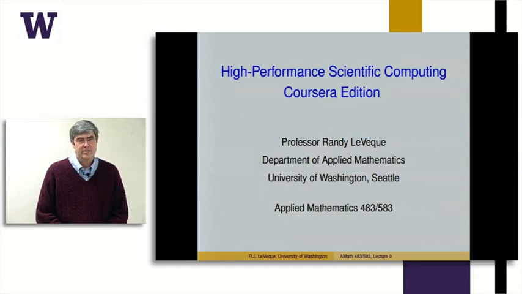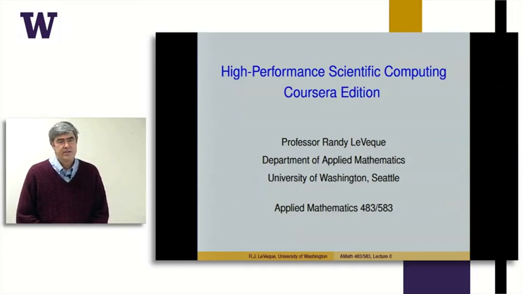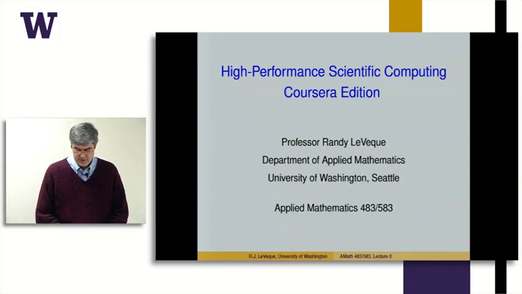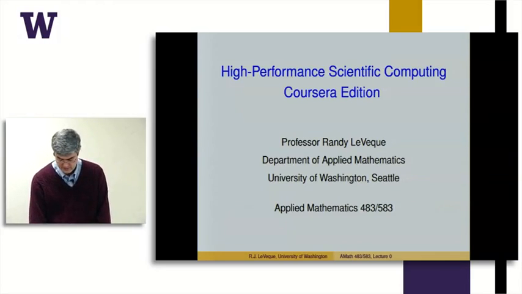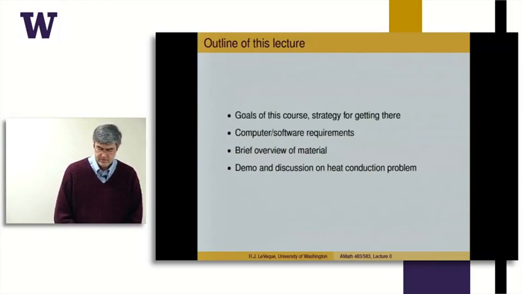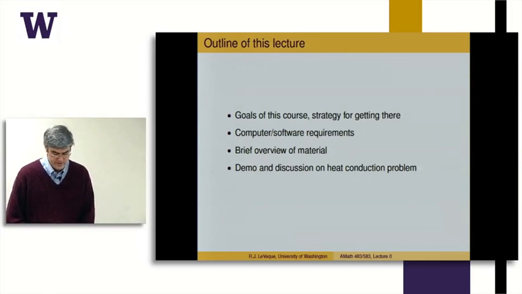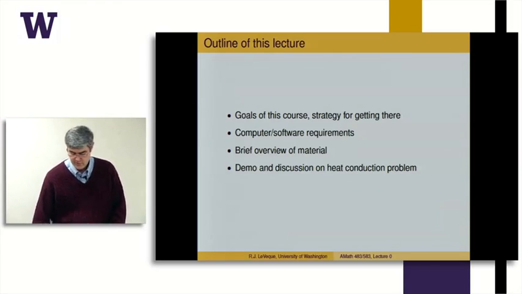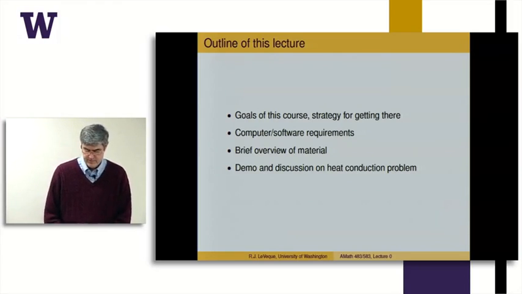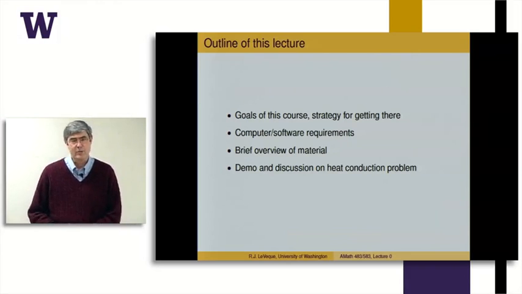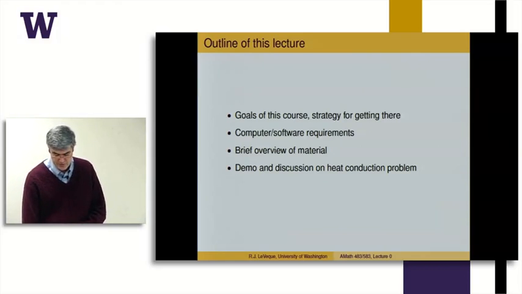This is a course, Applied Mathematics 483-583, that's offered to both undergraduates and graduate students. And covers an introduction to scientific computing and a bit about high-performance computing. So I'll tell you a little bit today about what goes on in this course, some of the goals and the strategy for getting there, and also talk a little bit about what computer requirements and software requirements we have in order to experiment with these tools yourself, briefly overview the material, and then end with a brief demonstration and discussion of one particular example that will give you a flavor for the sort of things we'll be looking at in this class.